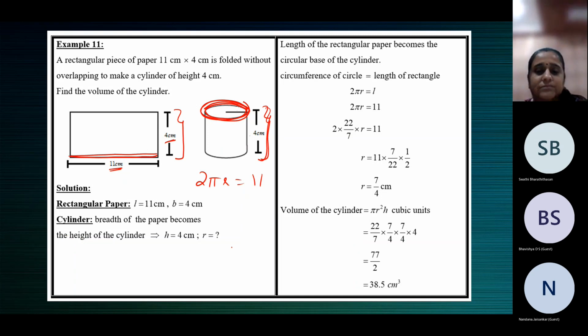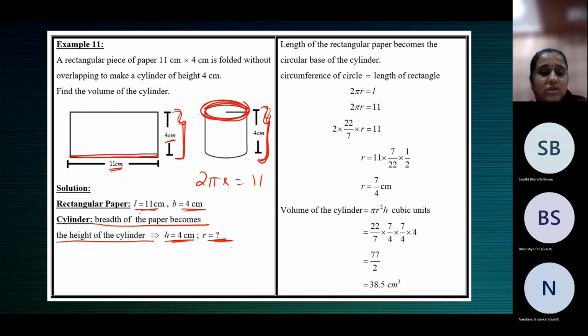The breadth of the paper, that's what I've written here. See here, rectangular paper, length 11 centimeters, breadth 4 centimeters. The breadth of the paper becomes the height of the cylinder. It's given. So that means h is equal to 4 centimeters. But we don't know r. We don't know the radius of the cylinder.